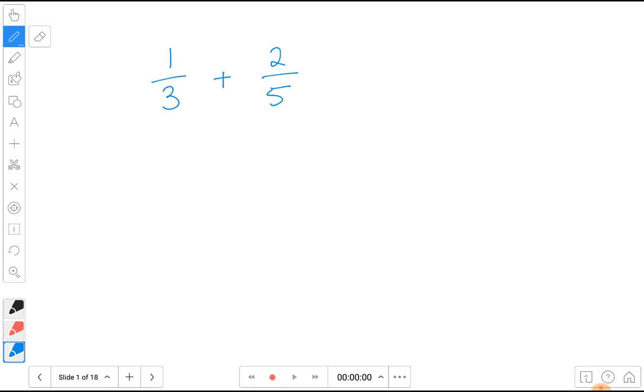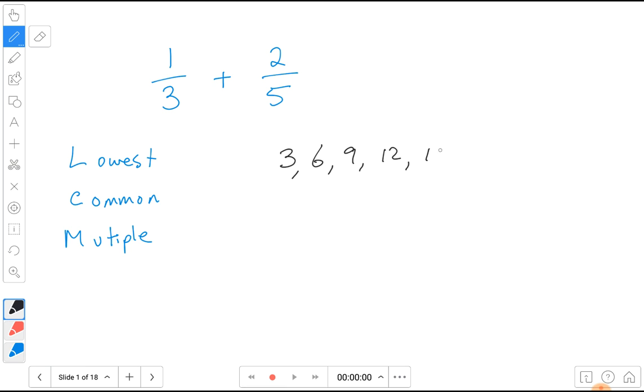To do so, I need to find the LCM. That's the lowest common multiple. LCM is the lowest, smallest number that is common between two multiples. We can quickly write out multiples. We'll start with the number 3: 3, 6, 9, 12, 15, 18, 21, and the list keeps going. I'm just adding 3 to each successive number.